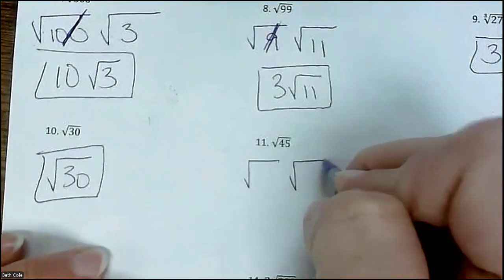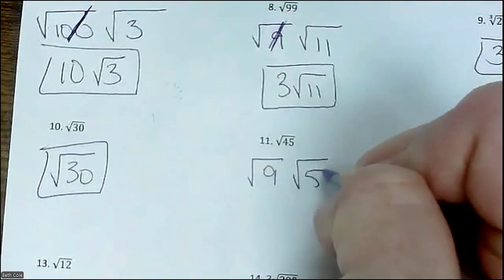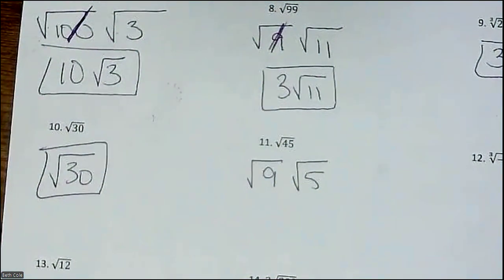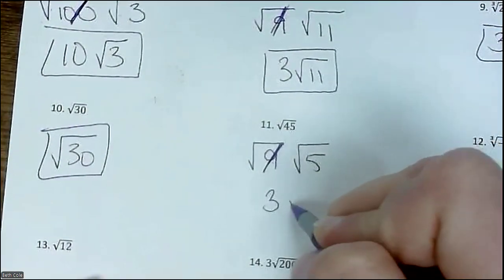Let's try 45. This one's going to work. Draw 2 little houses. Oh, 9 times 5. If you have good number skills, like you know your times tables, you're not going to have to rely on the calculator as much. But you can always type it in. 9 times 5 is 45. Square root of 9 is 3.